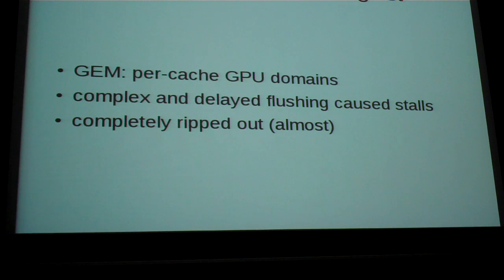What we still have is the GPU domains, but we're probably going to rip that out in the future because we don't care anymore. The only thing we care about now is the thing in the CPU caches, so that we need to flush the CPU caches, or is it already coherent for the GPU? And nothing else matters. So that was a great simplification of the GEM code, and it's nice to remove that source of bugs.